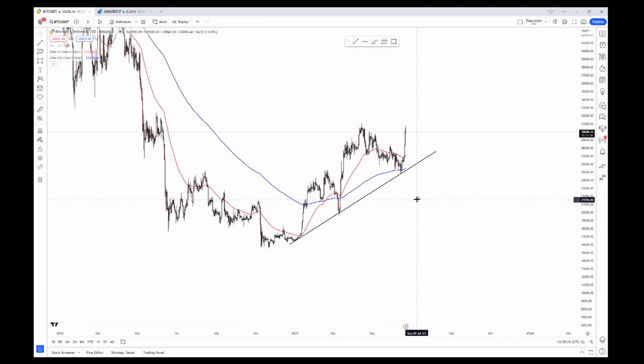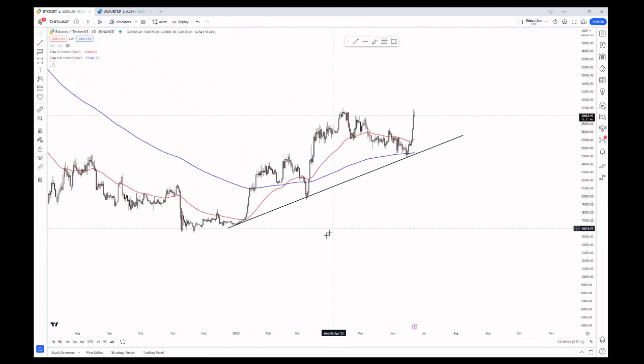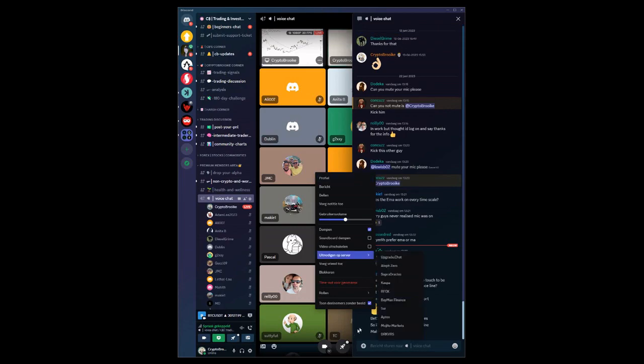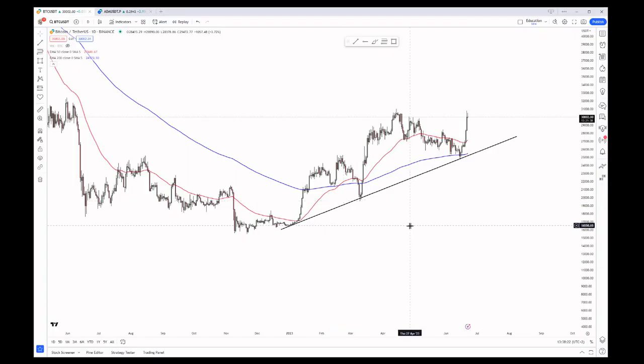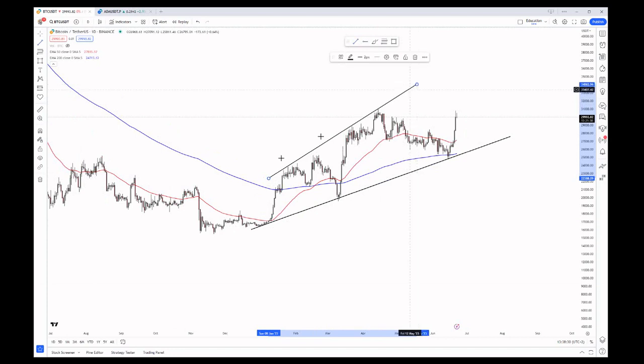Okay, now let's go back to the trend line. Like I said, the more you trade, the more you chart, the easier it becomes to see trend lines before you even draw them. I drew this one too here.